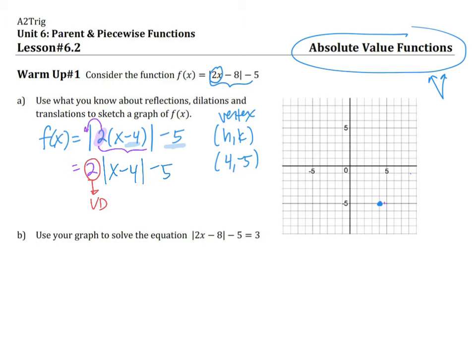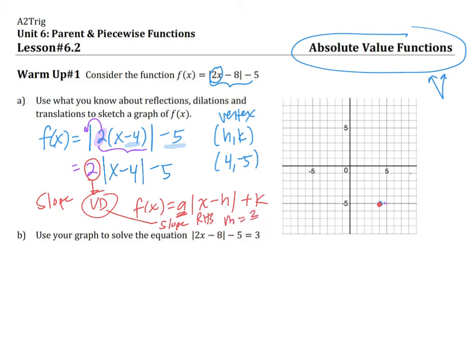Also, in your absolute value, remember that when you have it in this standard form, this a value is associated with your slope or the vertical dilation. So we call it the vertical dilation, or we call it the slope. Now the slope is only good for the right-hand side of the equation from that vertex point. So if its slope is 2, I'm going to put that 2 over 1. So I'm going to go up 2 to the right 1, up 2 to the right 1, up 2 to the right 1. That is what one half of my absolute value graph will look like.